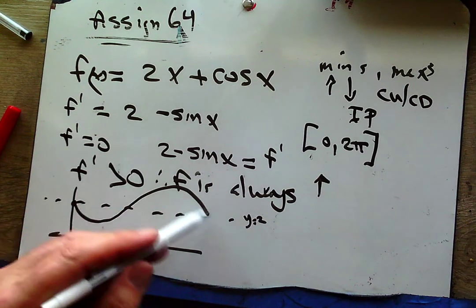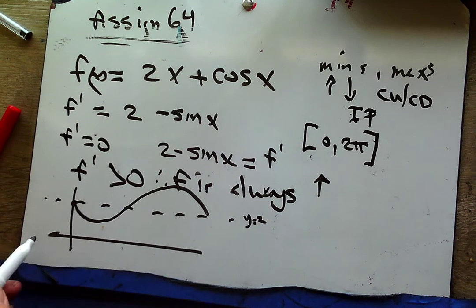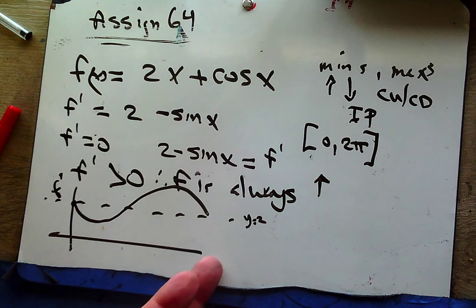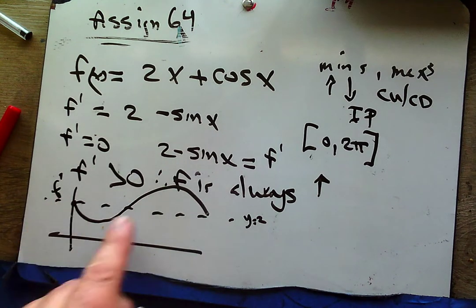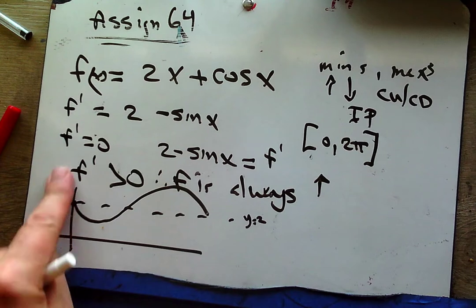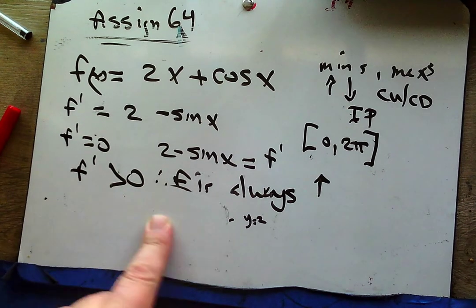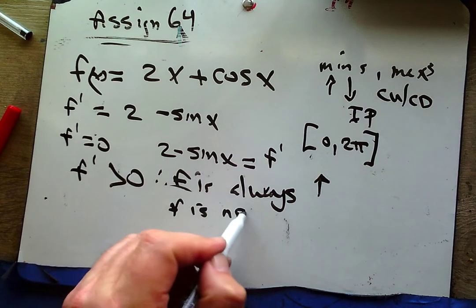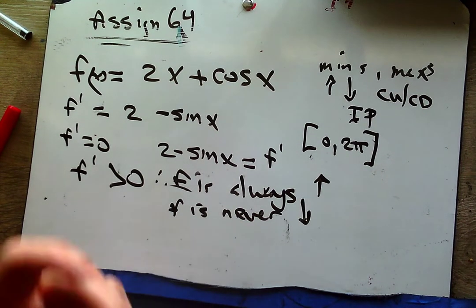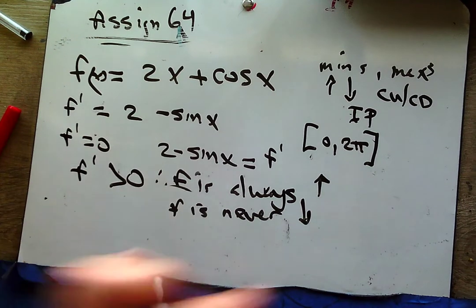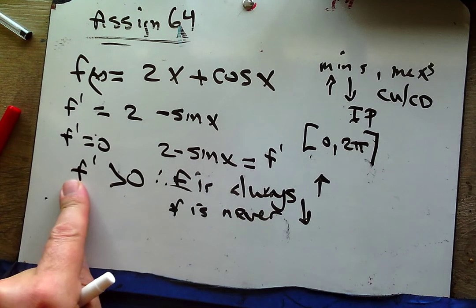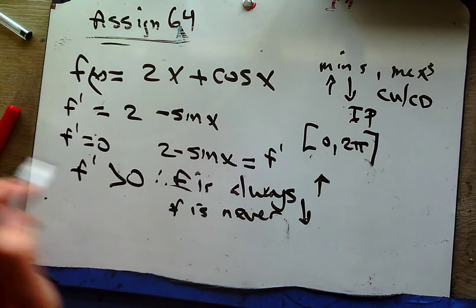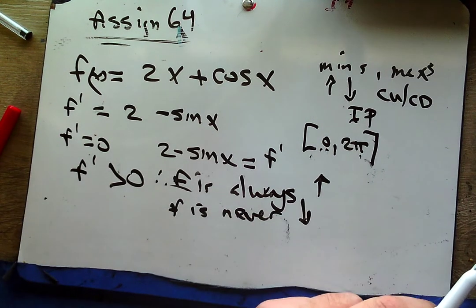Does this negative sine graph that's been shifted up 2 ever get to the x-axis? No, it doesn't. F prime, that's what this is a graph of, f prime is always above the x-axis. F prime is always positive y values. Therefore, f is always increasing, and therefore f is never decreasing. So the only places I could have maxes or mins, because f prime is never 0, and f prime is never undefined, the only places would be at the endpoints.